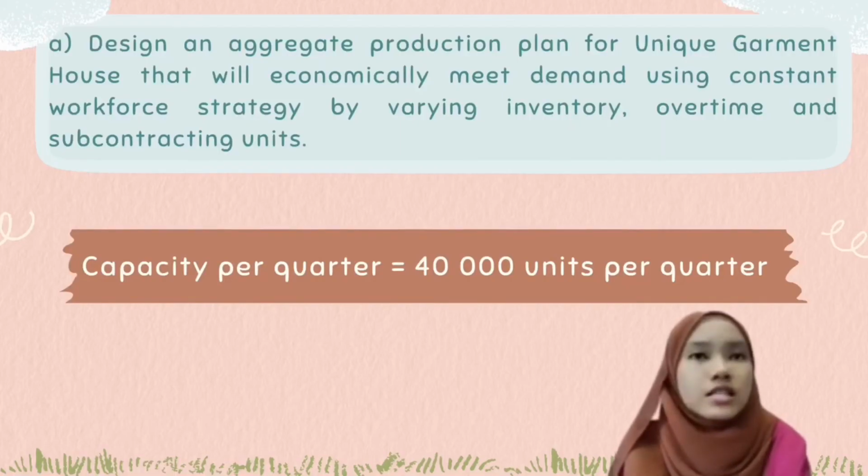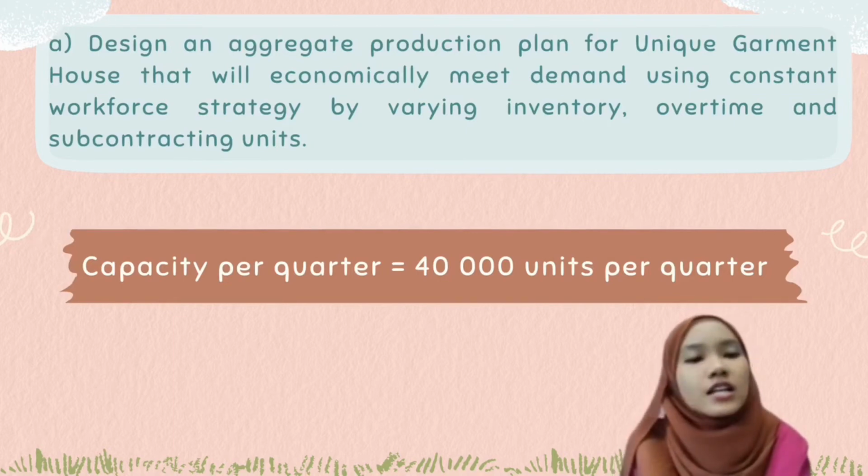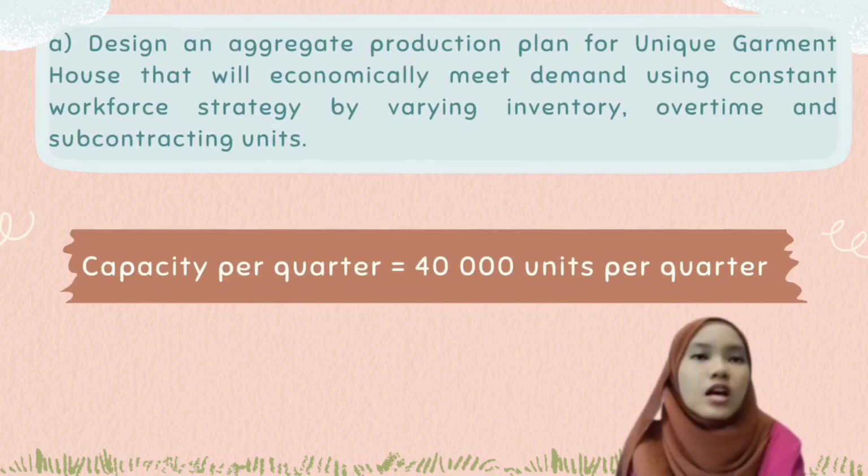Next, we will discuss question 4 in the past year question April 2008. There are 2 questions, which are question A and question B. I will explain question A. The question is to design an aggregate production plan for a unique garment house that will economically meet demand using constant workforce strategy by varying inventory, overtime, and subcontracting units.